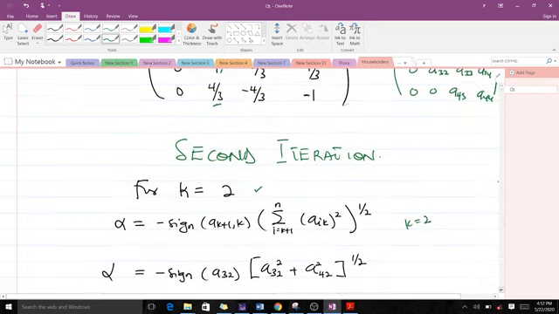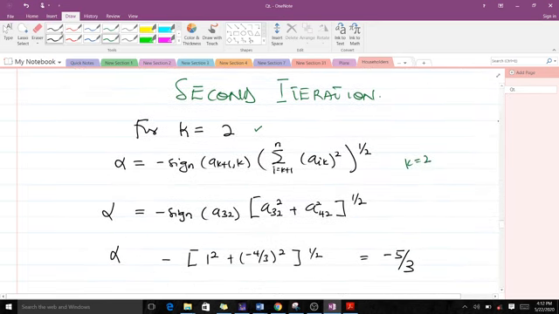Alright, so let's do the computation here. So it's 4/3, so we don't have to have any negative here. Alright, so you realize that the sign of A32 is positive, so negative times positive gives us negative. That's why you can find this negative here. Then A32 is 1, A42 is 4/3. So when you make this computation, you're going to get alpha for the second iteration to be negative 5/3.